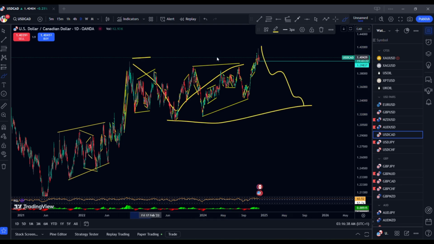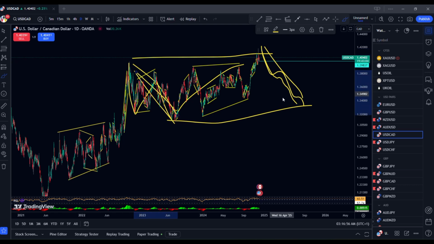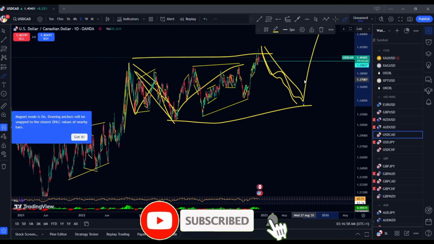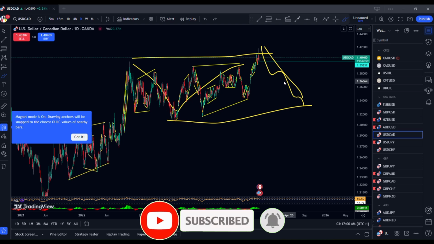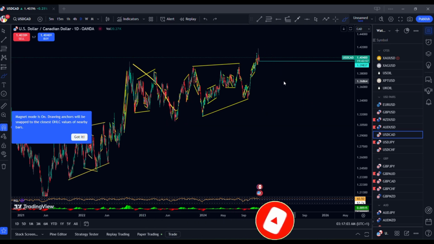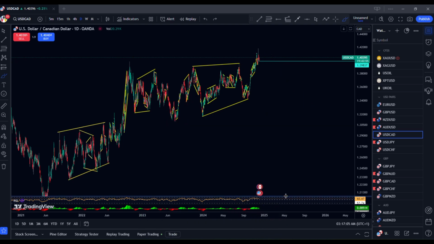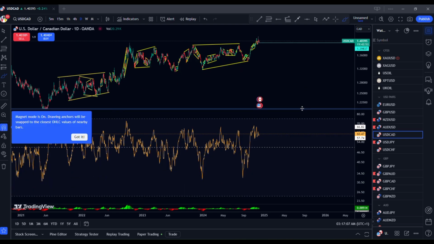So I wouldn't be surprised if we're actually coming down on USD CAD. Honestly, I wouldn't be surprised if we're coming down for this move. It could be a 3-way move just like this. It could also be very sharper than this before it goes back up. So that is also another reason why I may consider selling USD CAD if I see a sell setup.